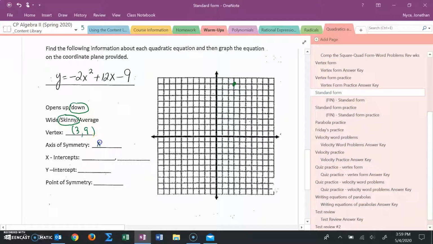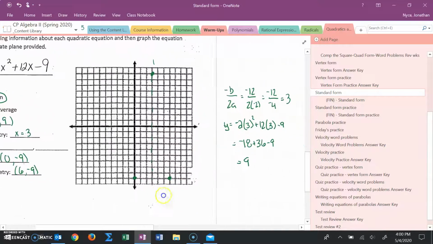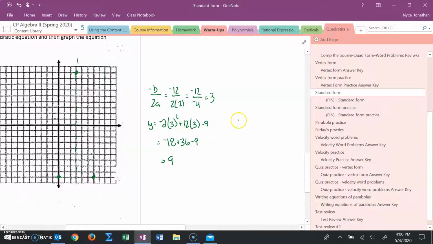Axis of symmetry, just x equals whatever the x part of your vertex is. Y-intercept, let x be 0, and solve, we get -9. That symmetric point, we're going to count over to the axis of symmetry, 1, 2, 3 units. Go 3 units the other direction. And here's your symmetric point. That's going to be 6, -9.